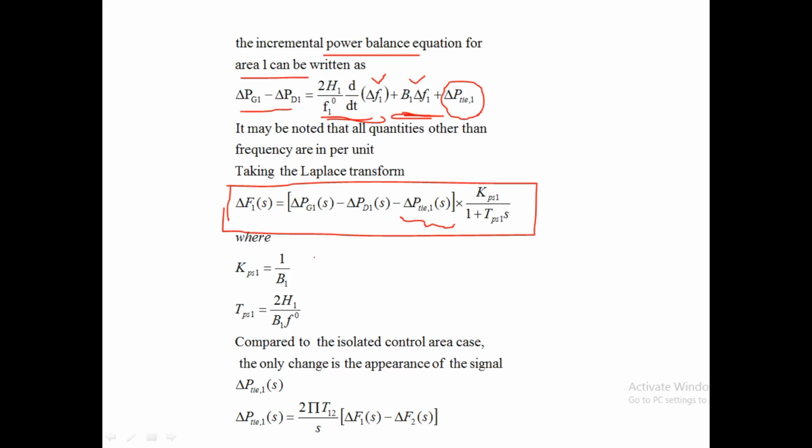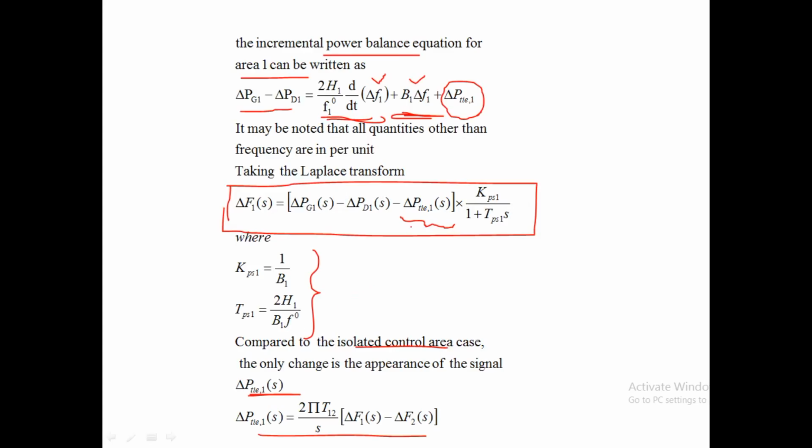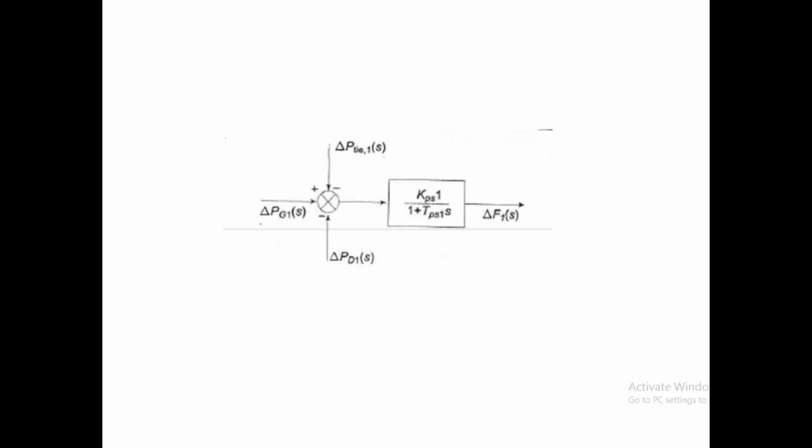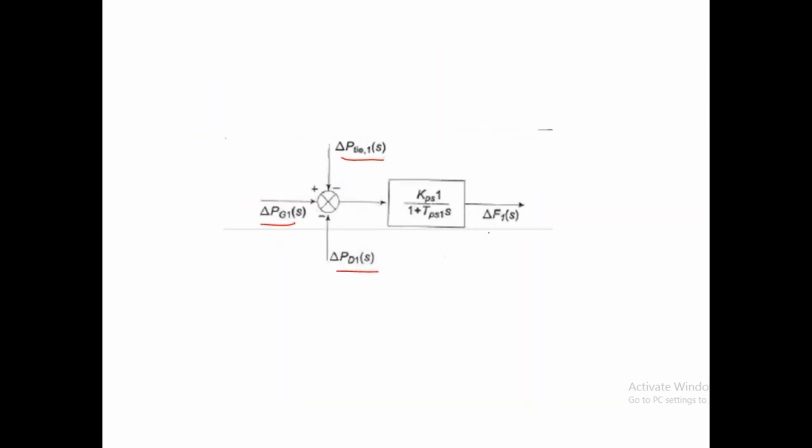tie line 1. Now here, why are we using KPS1? Because KPS1 equals 1 by B1 from this relation, and TPS1 equals 2H by B1 into F0. Now compared to the isolated control area case, the previous case, the only change in appearance is delta P tie 1 of S. Its relation is this one. So how are we representing this? Delta Pg1 of S minus delta Pd1 of S minus delta P tie 1 of S, into this block, KPS1 by 1 plus TPS1 S, will give delta F1 of S.